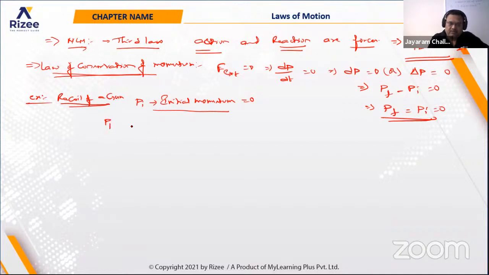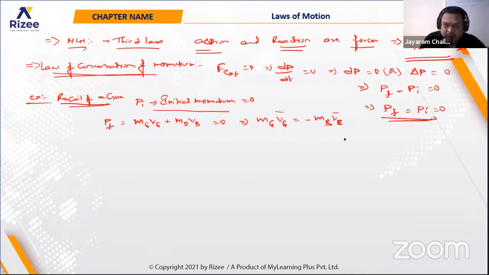So if I want to find the final momentum, it is going to be the mass of the gun into velocity of the gun plus mass of the bullet into velocity of the bullet is equal to zero, since the initial value is zero. So from this, you can say that the mass of the gun and velocity of the gun is equal to negative of mass of the bullet and velocity of the bullet. The negative sign here indicates that if the bullet is traveling in the forward direction, then the gun will be recoiling, that is, moving in the backward direction. So the word recoil means you are specifying that the gun is moving in the backward direction.